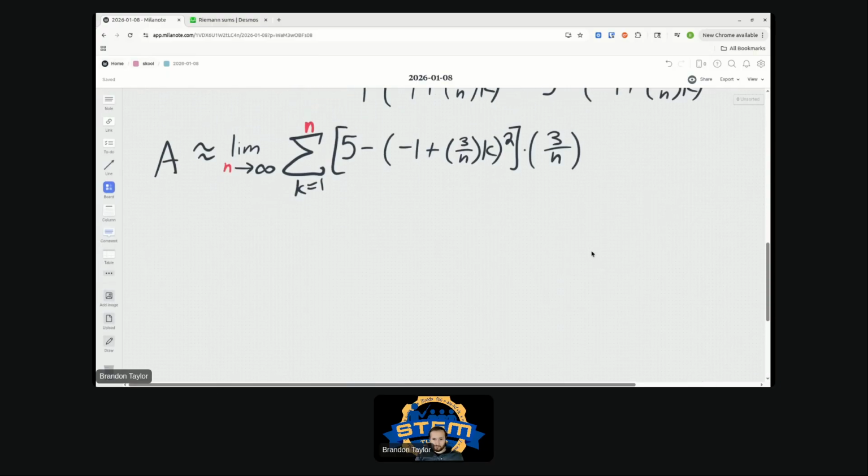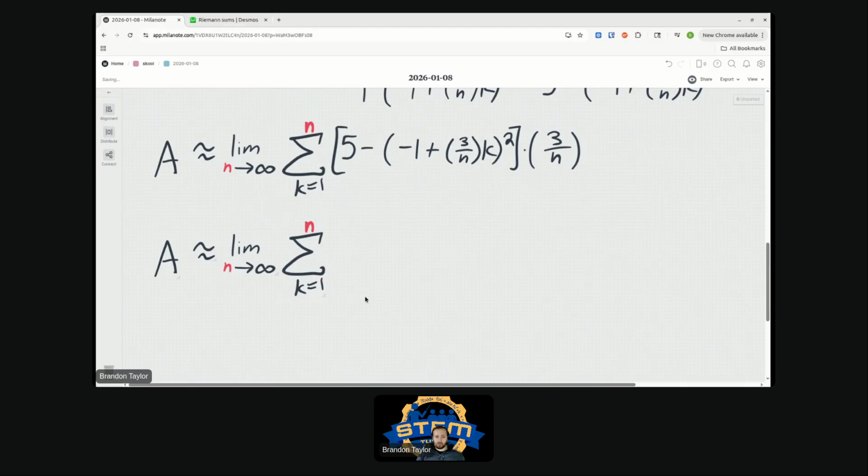But yeah, the next question is, how do we actually solve this thing? It looks like it's going to be very painful, and it is. I probably should have chosen an easier function to work with, to be honest. But anyway, we'll give it our best shot here.